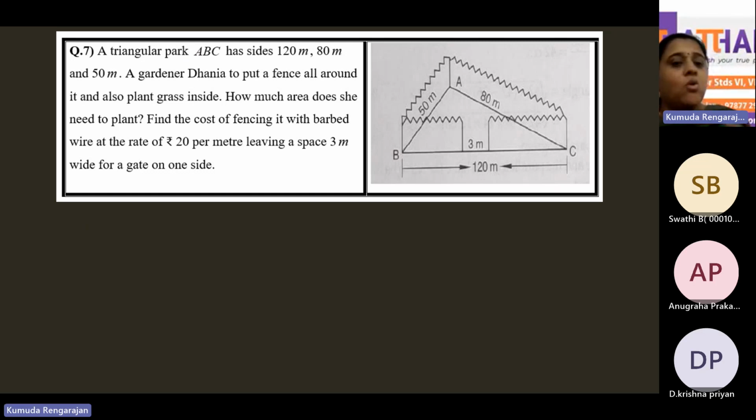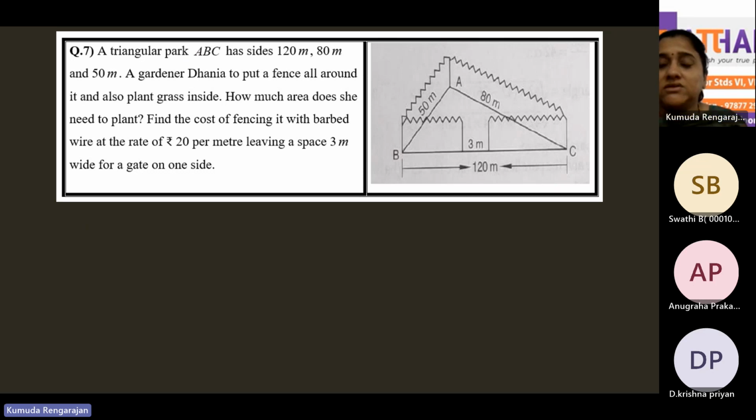Once you find the area, what is the cost of planting grass? That's not given. How much area? Okay. So once you find the area of the triangular field, that will be the area where she has to plant grass. So that question is answered. In how much area will the gardener plant grass? For that, we'll have to find the area of the triangular field using Heron's formula. And that question is answered.